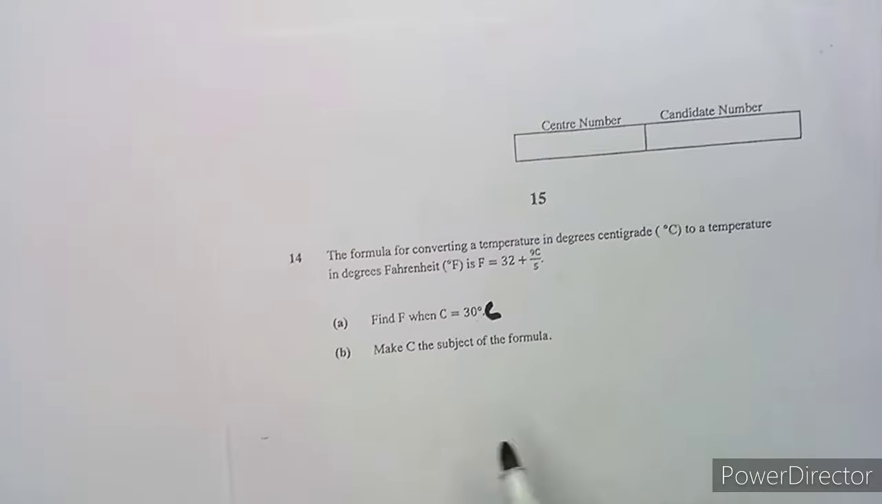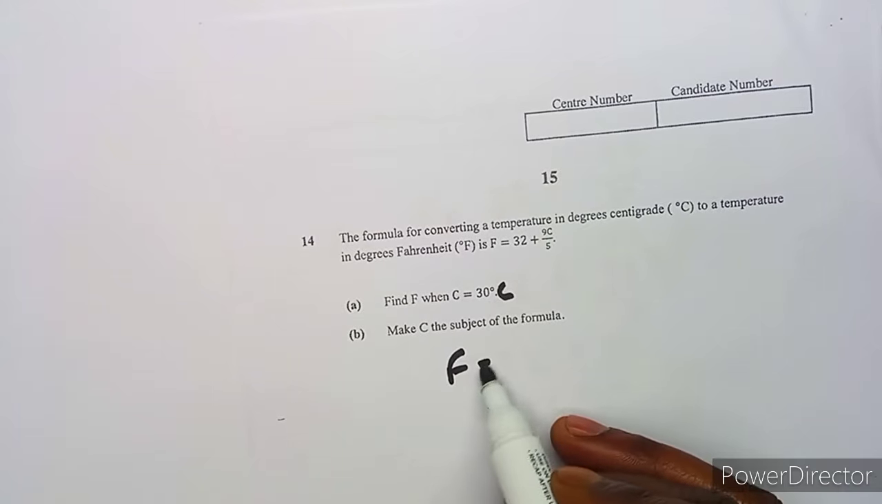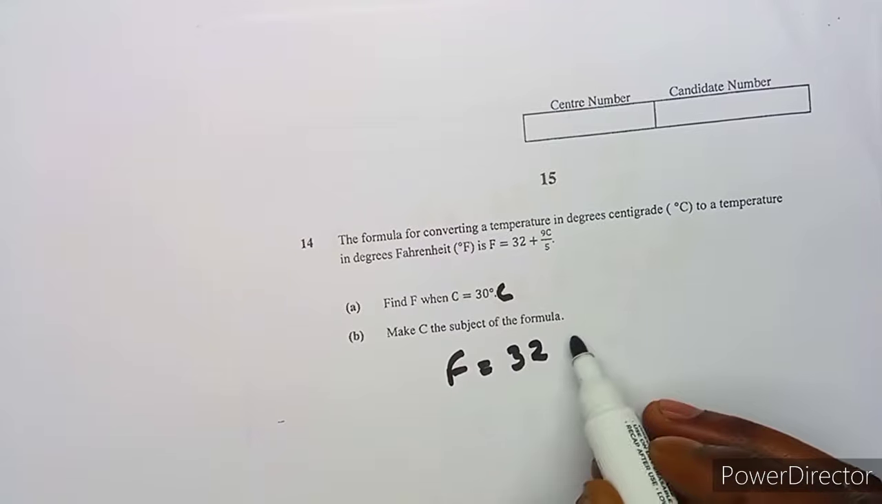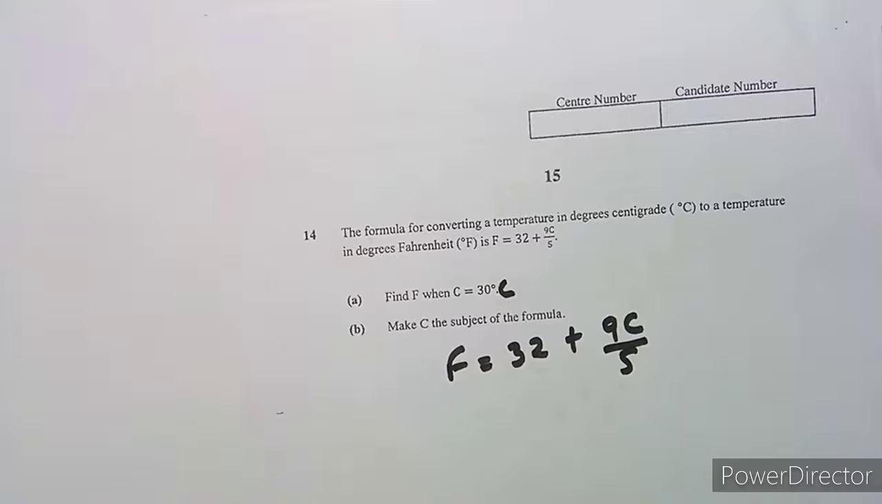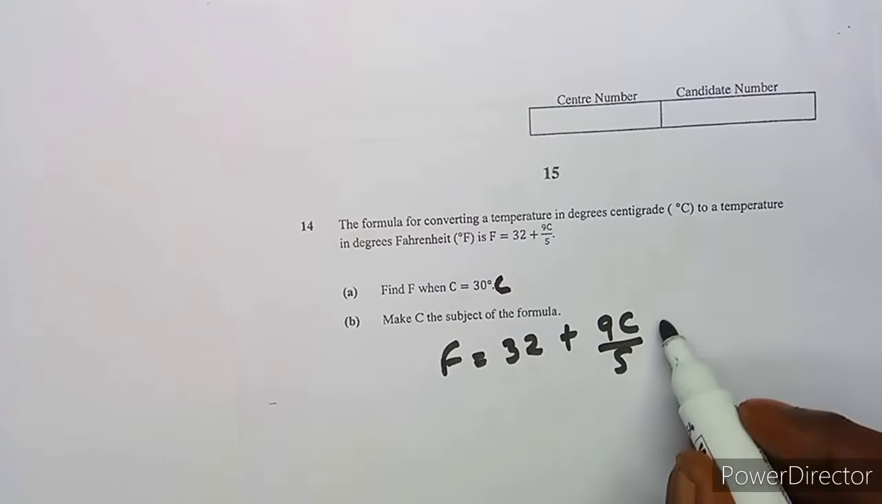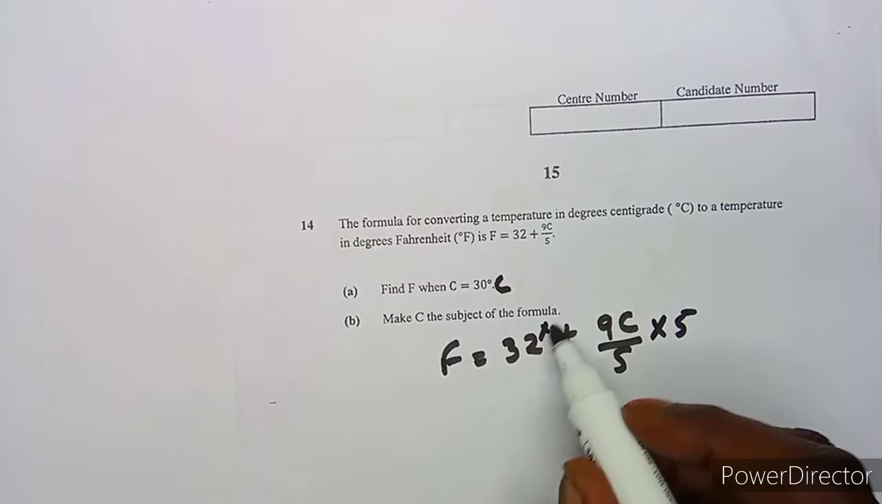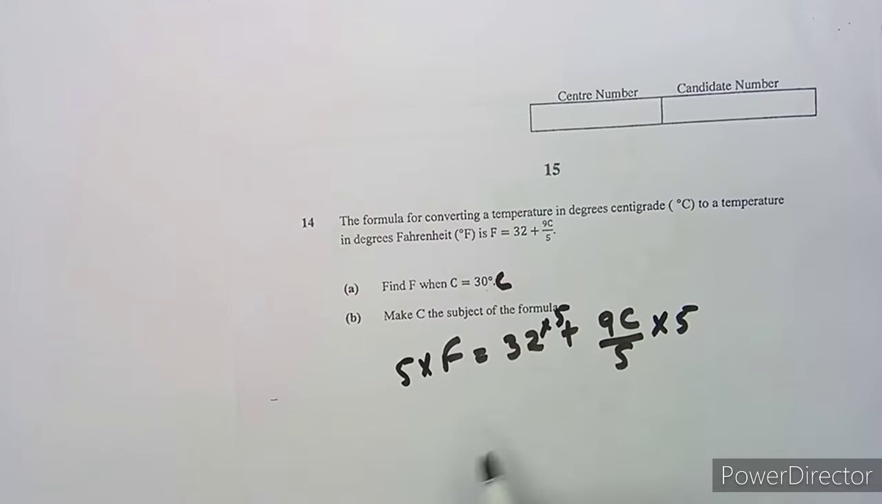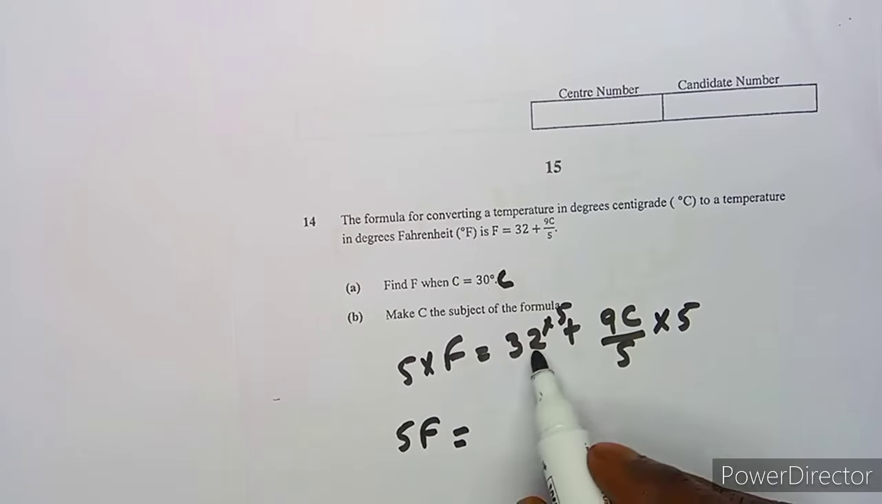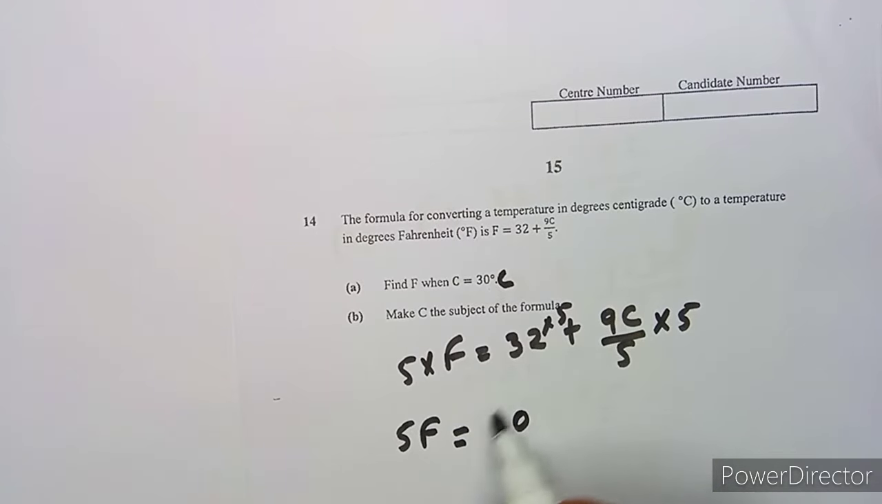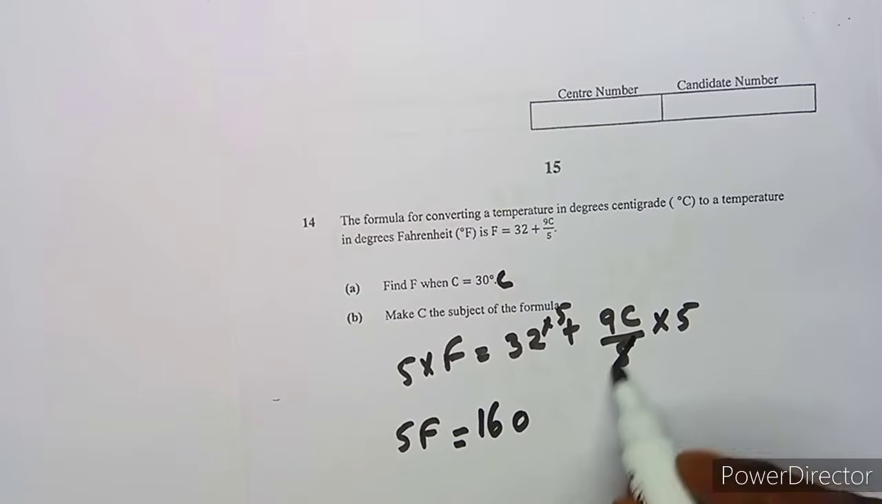Then make C the subject. Guys, we can definitely make C the subject here. What can we do first? We can clear fractions by multiplying each and every term by 5. So you have 5F is equal to 32 times 5, which is 160, plus 9C.